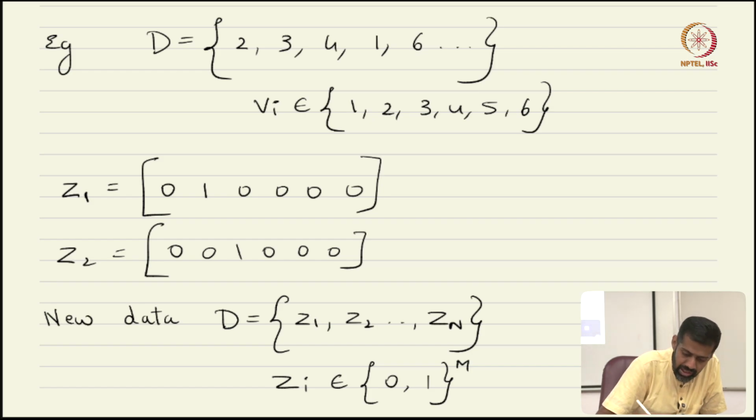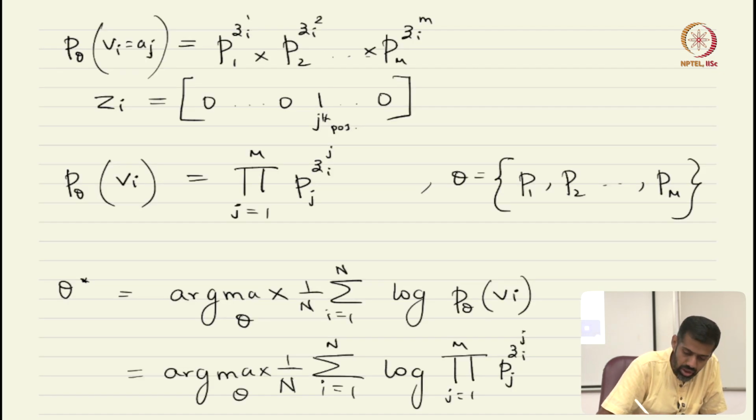What is now p theta of Zi? Actually, let me write it as p theta of Vi, because that is what we need. It is equal to P1 to the power Zi1, into P2 to the power Zi2, into, so this is all a product, into Pm to the power Zim.